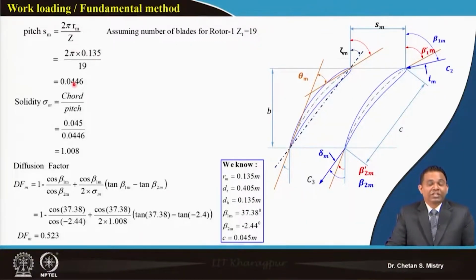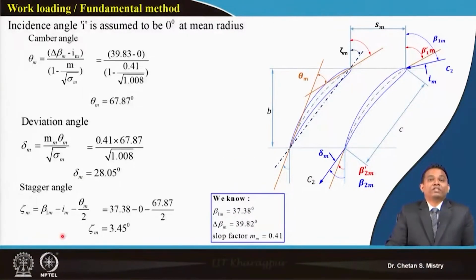This is giving me pitch as 0.044. We can calculate our solidity, it is nothing but chord to pitch ratio, it is coming 1.00. Now once my solidity at the mid station is known, we can calculate our diffusion factor based on the formula for beta 1 and beta 2. So if this is your case, diffusion factor is coming 0.52 at the mid station. We are presently discussing rotor 1.